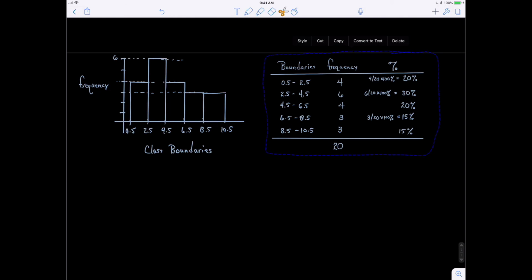And in our next video, we're going to take a look at what happens when we start shading bars of the histogram and what that represents.